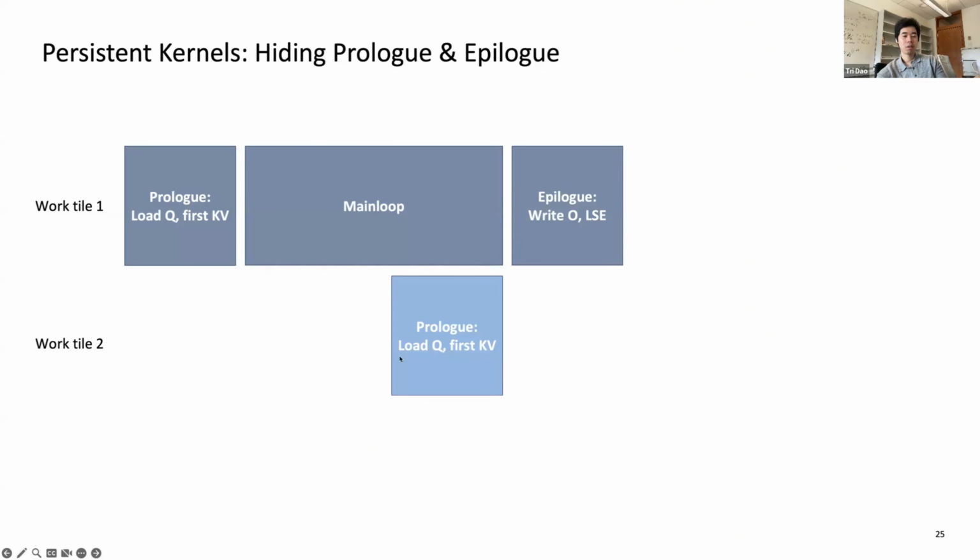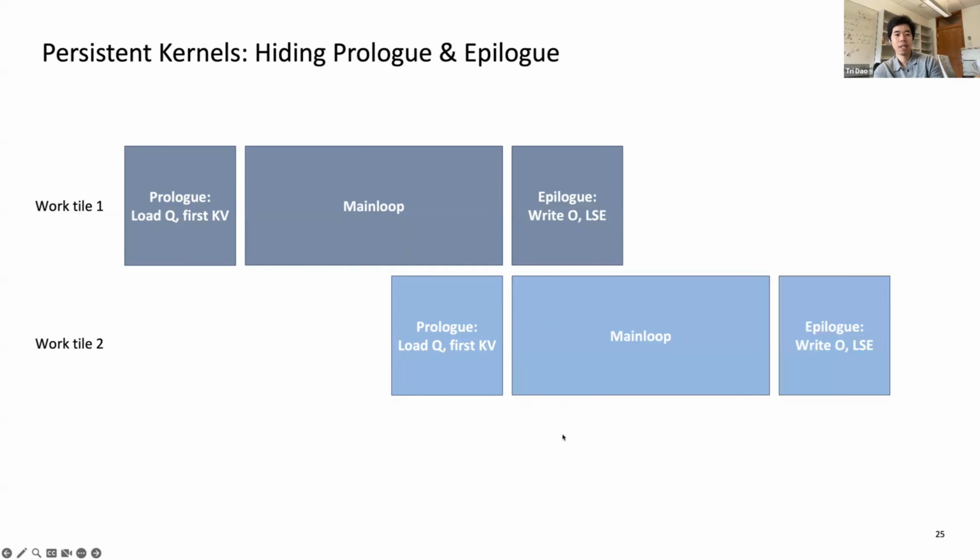So this is because of asynchrony on the newer hardware. So things like TMA, you can issue instructions and wait for completion later, right? And then we can proceed with the main loop as soon as the main loop of the first work tile has finished. So we see that there's overlapping between the epilogue of the first work tile and the main loop of the second work tile. And then finally, we could still finish the epilogue of the second work tile.